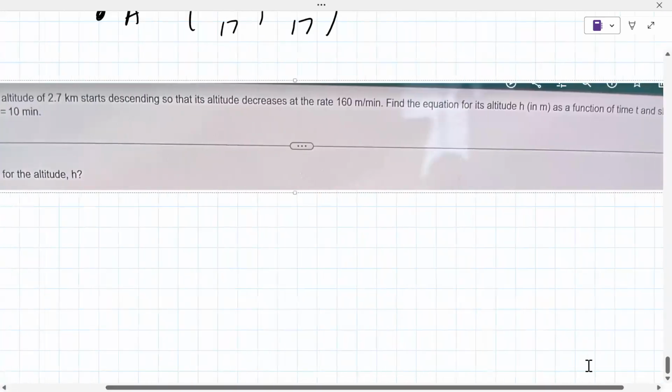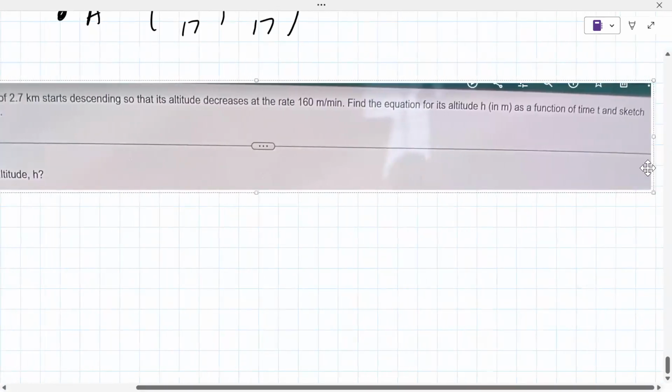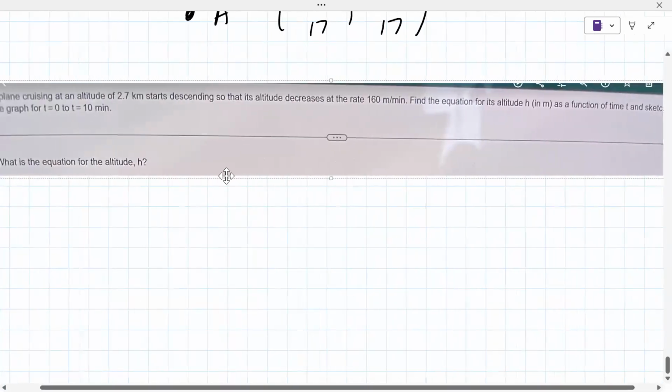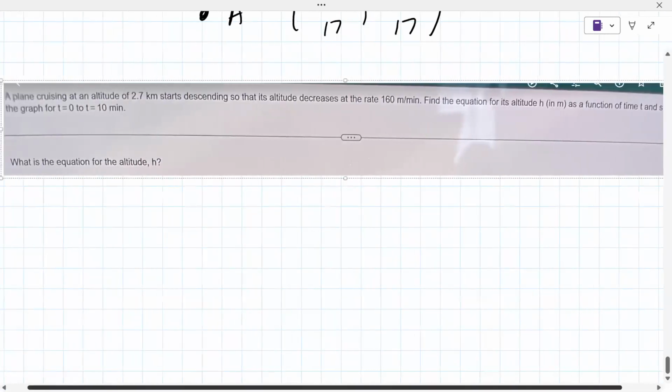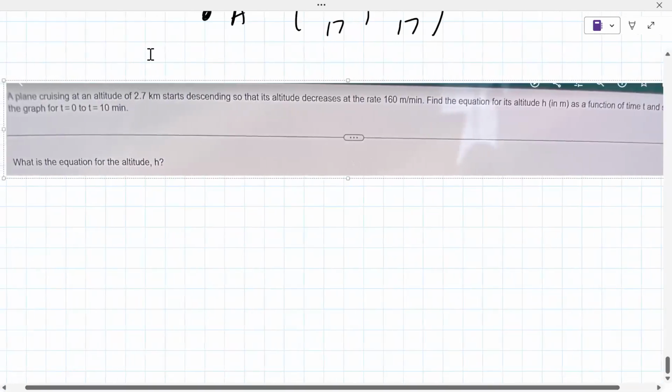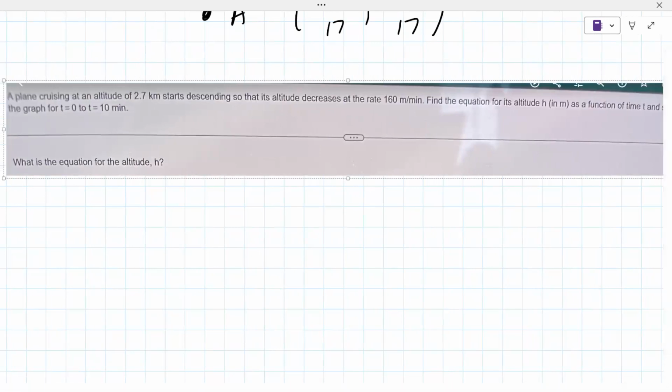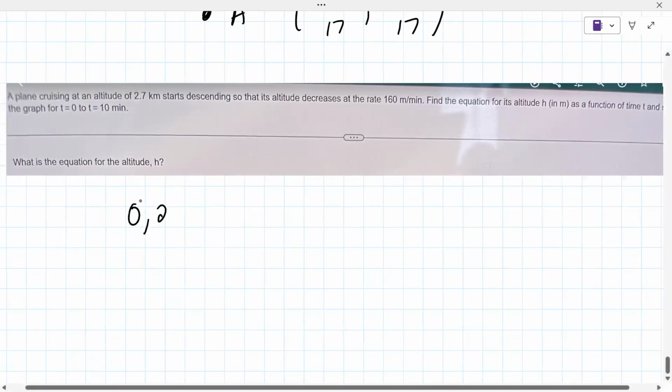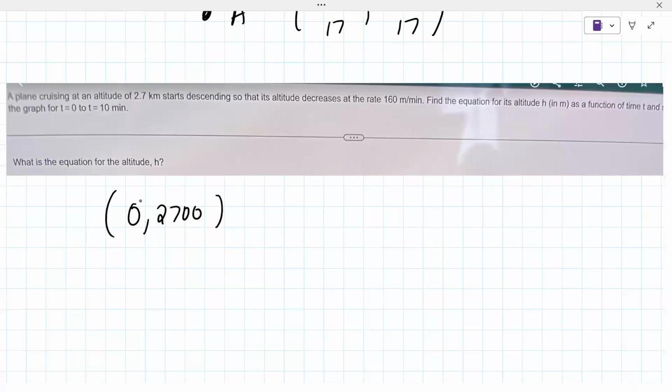And we'll get the right one in a moment. Hopefully that's clear. Now to write the equation here, they're doing a couple things that I think are really challenging. So they start at 2.7 kilometers, but what we don't know is, oh, I'm saying the altitude is in meters. So it's actually starting at 2,700 meters, the point 0, 2700.